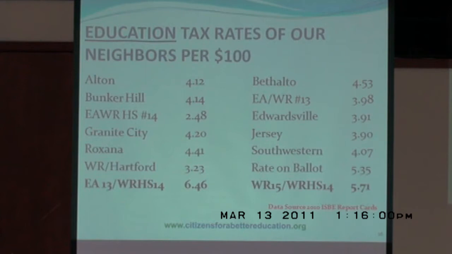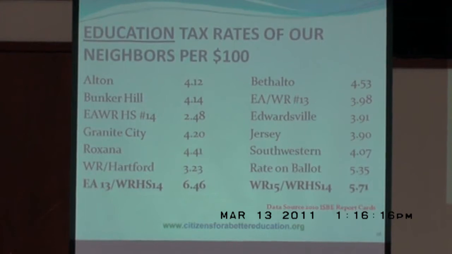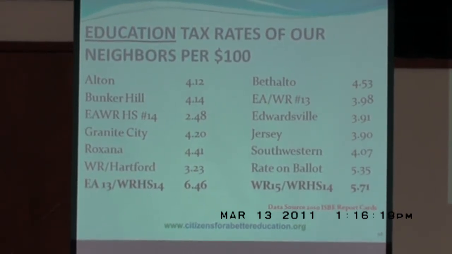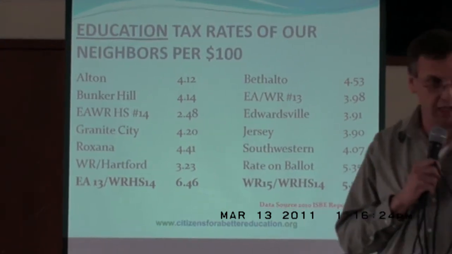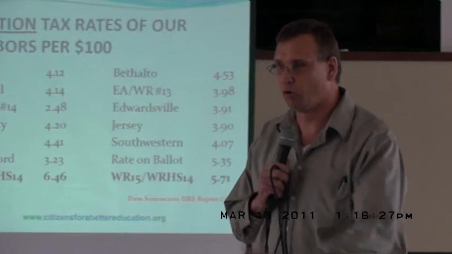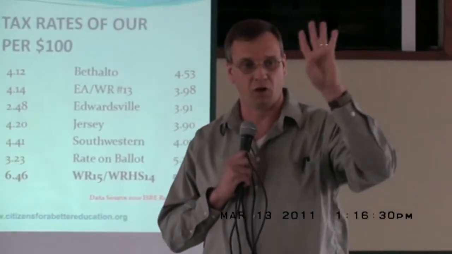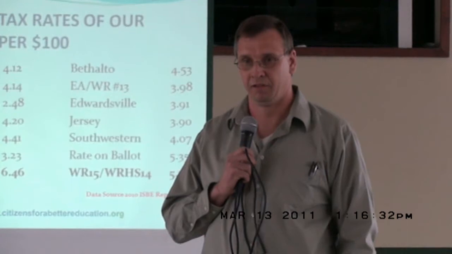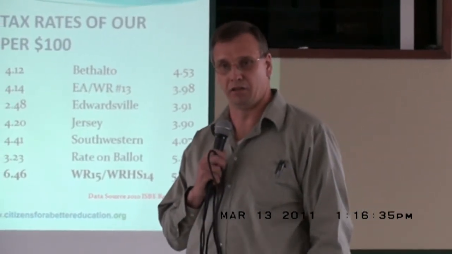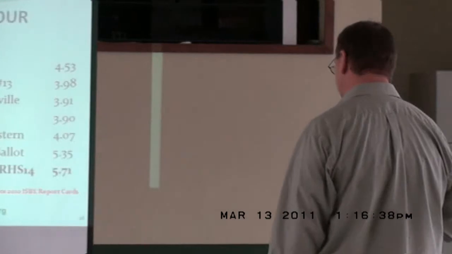Now, I will give a disclaimer, as disclaimers always do. Assessed evaluation does play a role in these numbers. Absolutely, it does. But I will also tell you, if you look at the EAV of these numbers, 4 of these comparables that I show you have a lower EAV than what we have. And for those not familiar with EAV, it's equalized assessed valuation. How much tax money is in that community per pupil? 4 of these comparables that we have looked at have lower EAV than what we have. They are Southwestern, Bunker Hill, Bethalto, and Granite City.